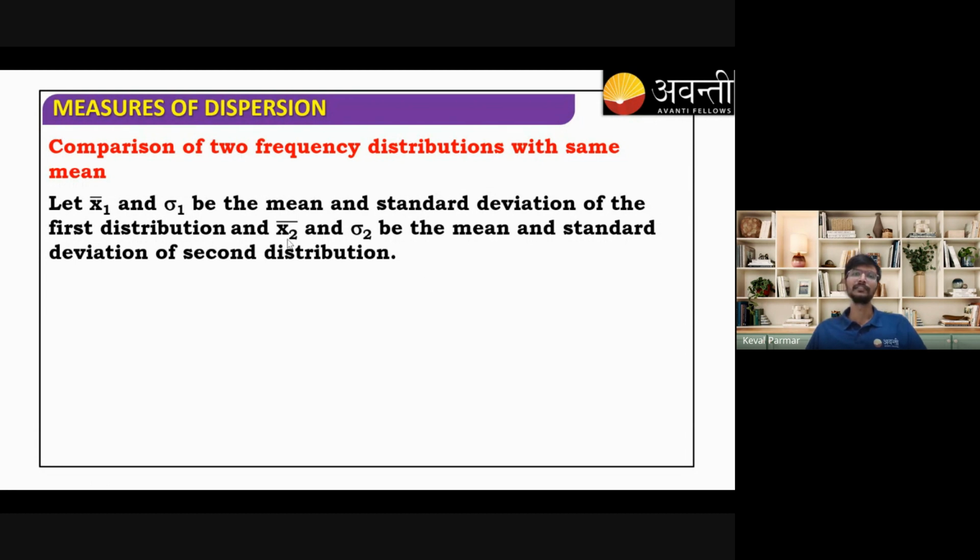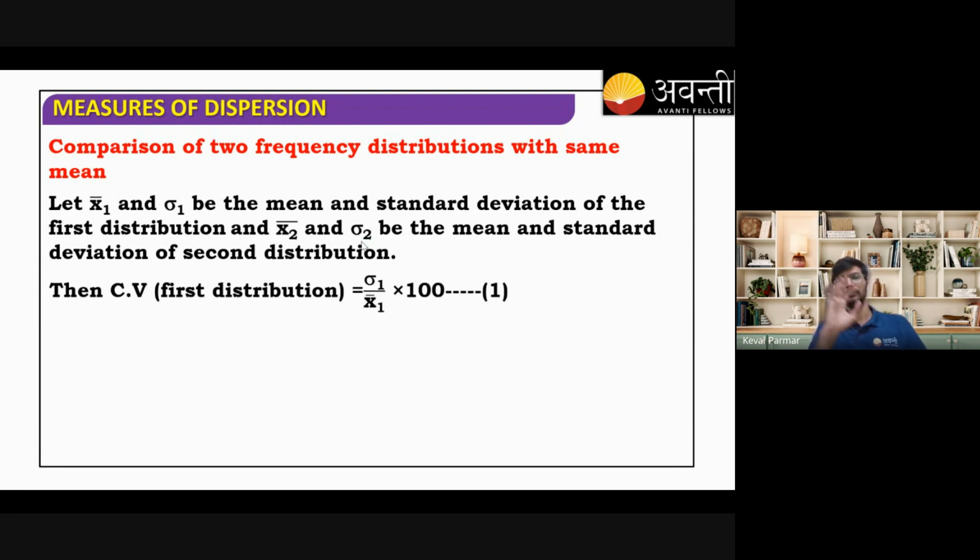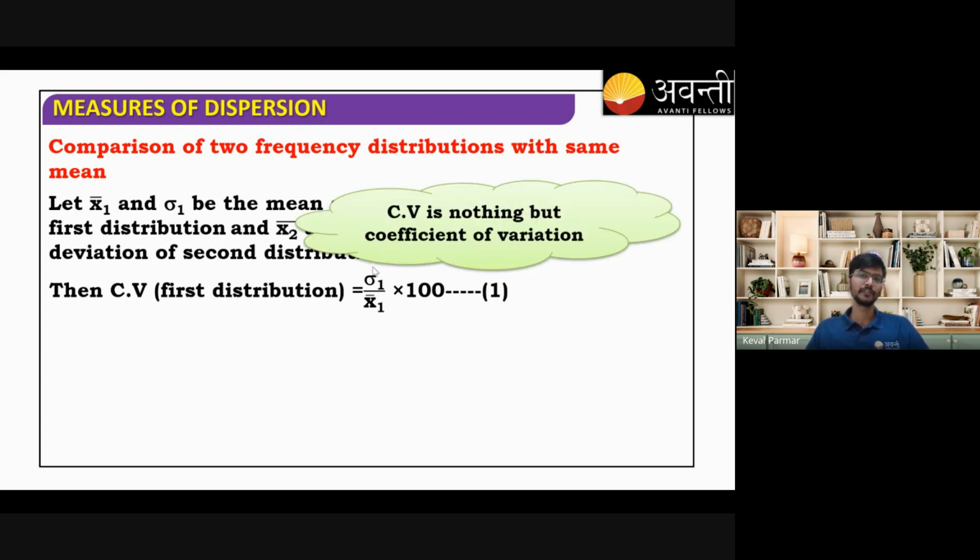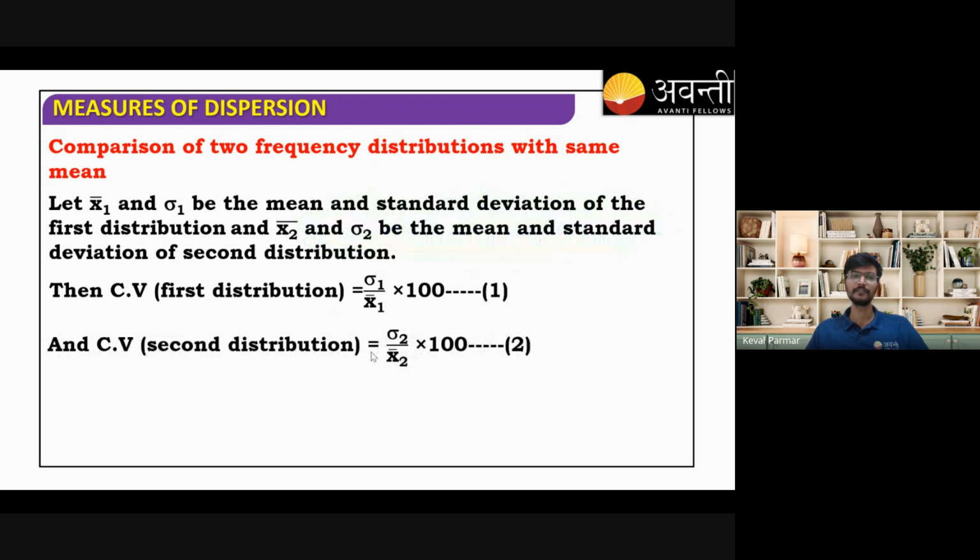So let's start. x2 bar and sigma 2 are the mean and standard deviation of the second distribution. Correct? So now we have defined the parameters. Now the coefficient of variation. We talked about this in the last lecture. Coefficient of variation is a medium to compare two sets of data. So the coefficient of variation, CV, of the first distribution will be sigma 1 upon x1 bar into 100. Similarly for the second distribution. I want to compare both the distributions, that is, the CVs of both the distributions.